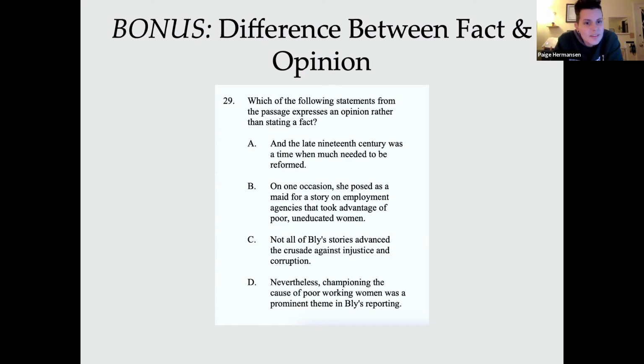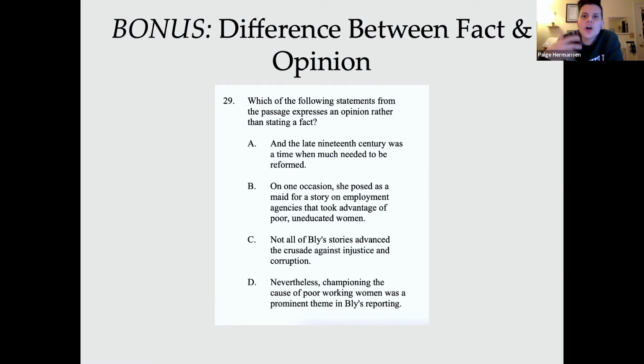There's only one of these answer options where the author is giving you his or her own evaluation of the situation, his or her own thoughts about what was going on, and that is answer option A. The late 19th century was a time when much needed to be reformed. The idea of whether or not something should be changed requires some evaluative judgment. You have to determine whether something is good or bad if it needs to be reformed, right?